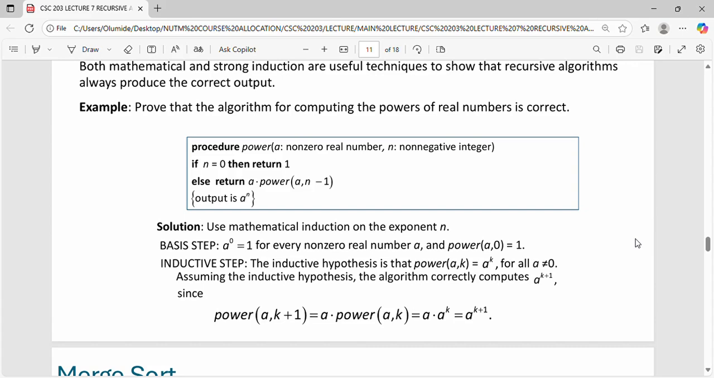and that gives us what? power(a, k plus 1) is equal to what? a times power(a, k). And we can see that if k is our power, it obviously adds another power to it, which is a. So it becomes a raised to power k plus 1, which is already proven.